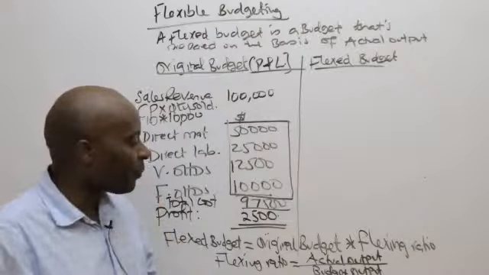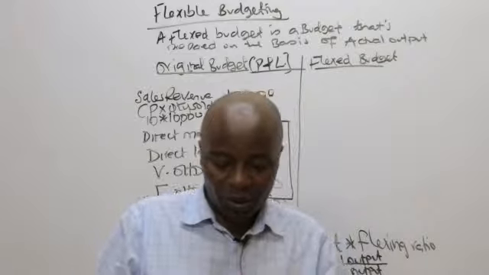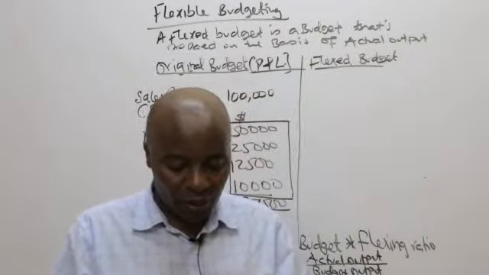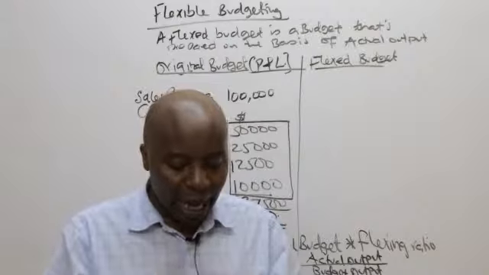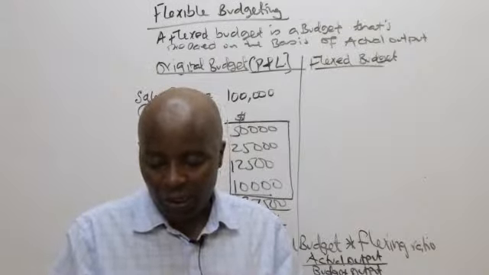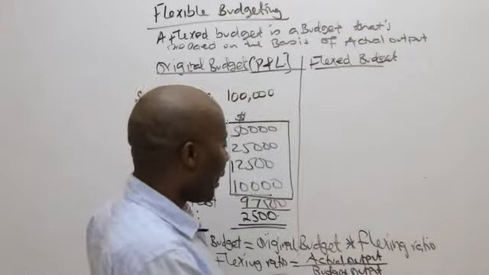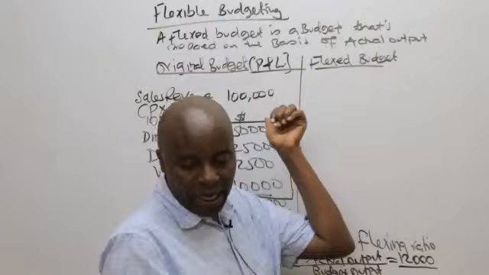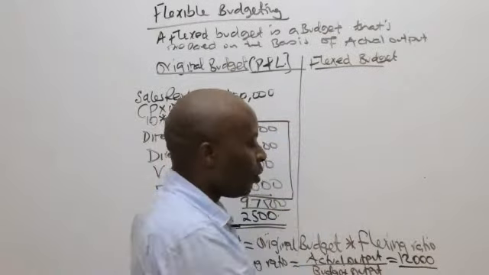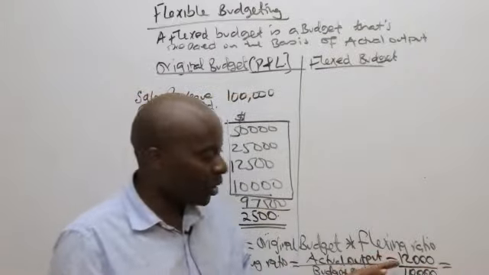Now, ladies and gentlemen, if you read this particular question that we have on our WhatsApp, I want to believe you guys got it there. They told us at the end of the year, the following costs had been incurred for the actual production of 12,000 units. Meaning that the actual output is 12,000 and the budgeted output which we had up there was 10,000 units. So could you kindly give us the flexing ratio?